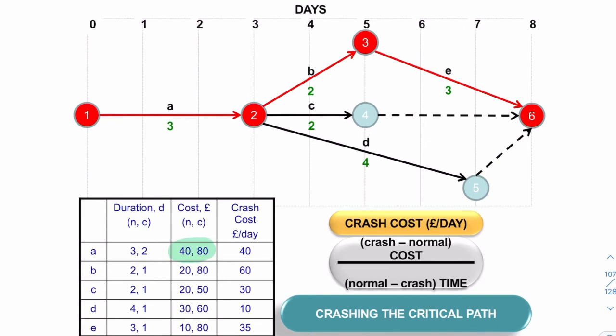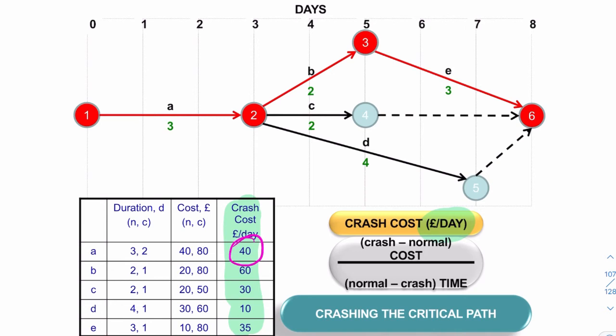So 80 minus 40 divided by 1 is 40. 80 minus 20 divided by 1 is 60. 50 minus 20 divided by 1 is 30, etc. So now we have this fourth column of cost per day. So we've now calculated that. Now we know that it will cost us £40 to reduce that by 1 day.